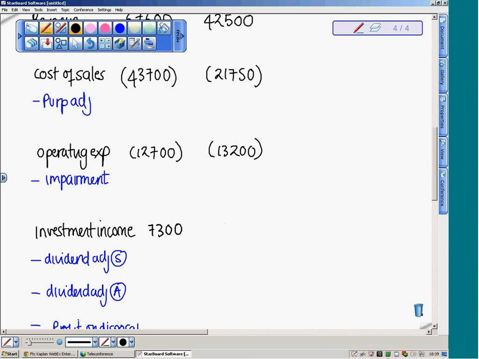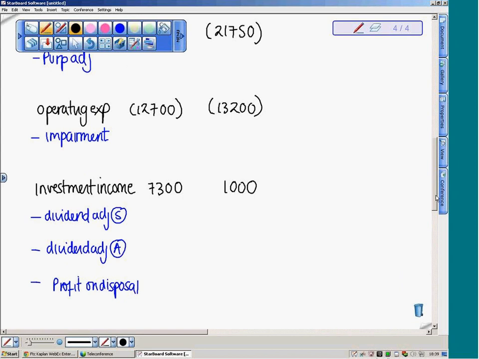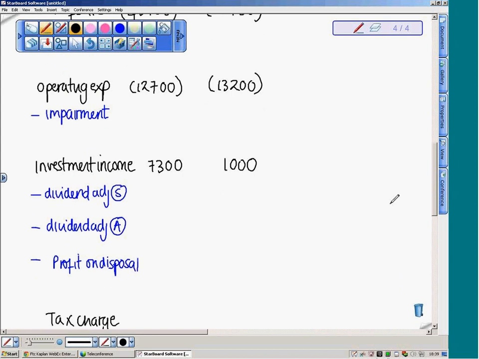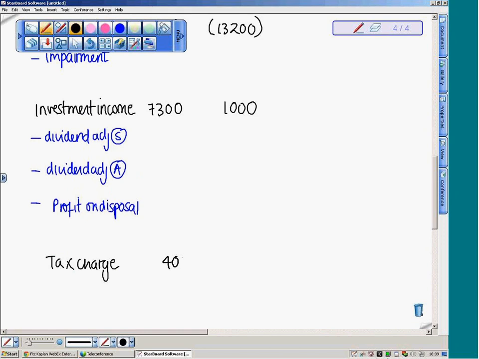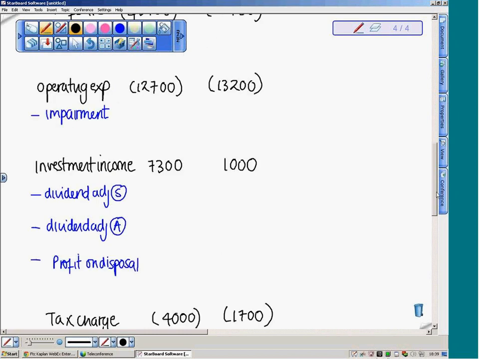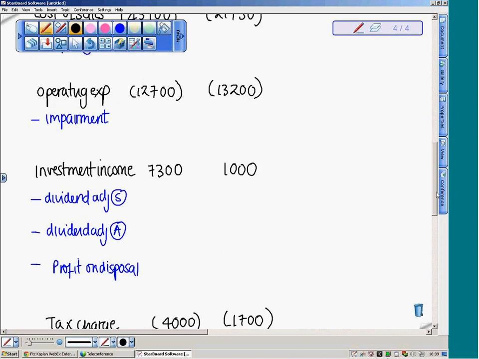Income, 7,300 and the 1,000. Okay. And my tax charge, 4,000 and 1,700. So what you could do is just reference these back to your income statement. You can see that all I've done is put across the numbers for P&S. If you want to do that, that's some nice easy half marks in the bag.